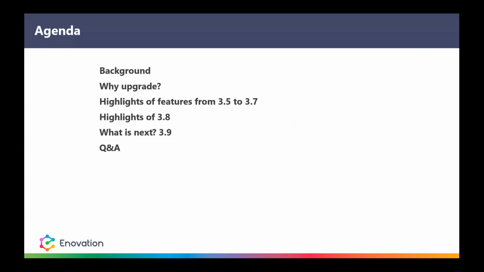The plan for today is to cover some background of Enovation and what we do and what services we offer, then talk about why it is important to upgrade and present highlight features from Moodle 3.5 to 3.7, also highlights for 3.8, obviously that's the topic of today, and a short overview of what's coming next in 3.9. So we will have some time for questions and answers at the end of the webinar. You are welcome to type them in the chat box area, and hopefully I will be able to answer your questions.